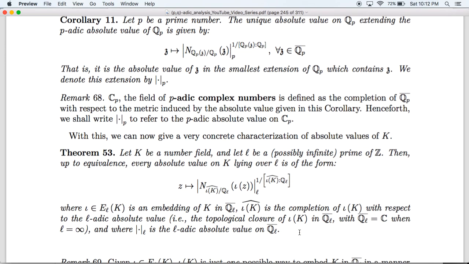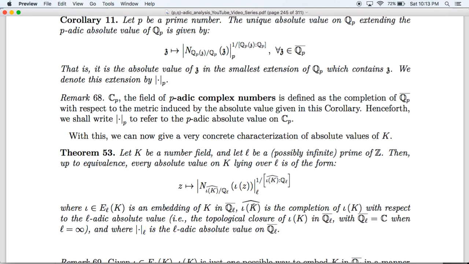Let K be a number field, and let L be a possibly infinite prime of Z. So that means this works for both the finite primes and the infinite primes. Then, up to equivalence, every absolute value on K lying over L is of the following form. We take z in K, we then pick an embedding iota of K in Q_L bar, and we consider z in the image of this embedding.